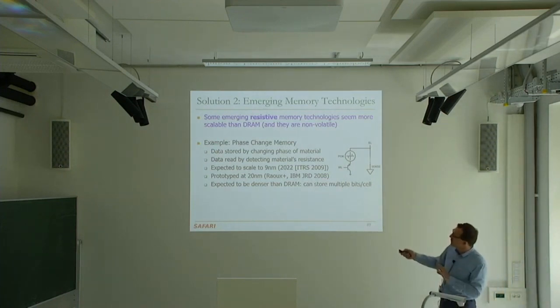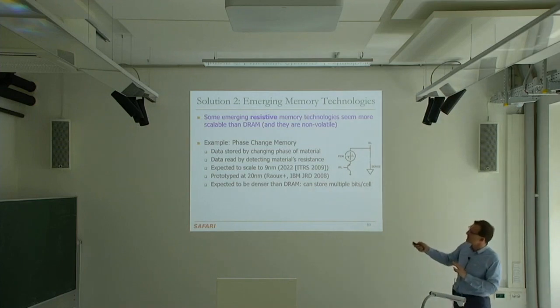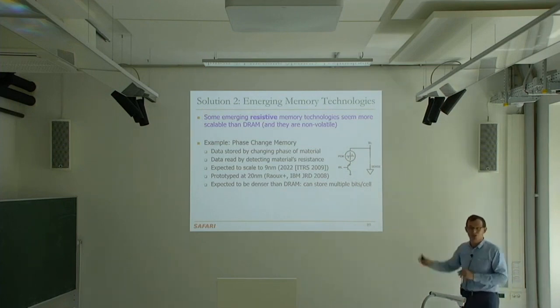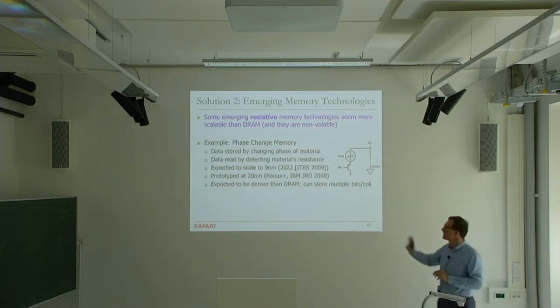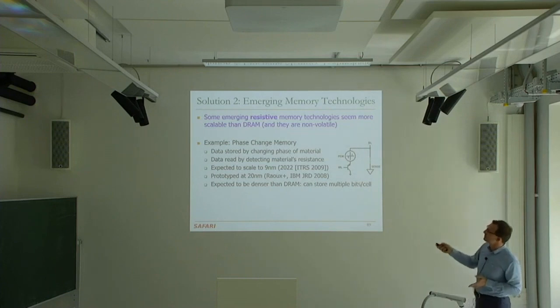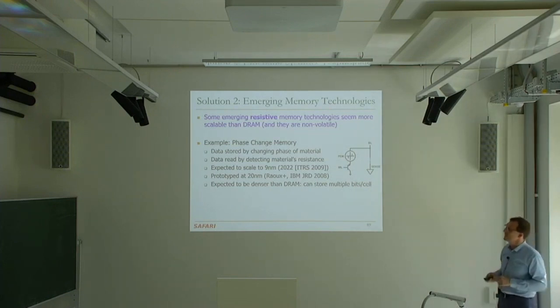And this is actually an old number. ITRS, when they were projecting that DRAM doesn't easily scale below 35 nanometers, was saying phase change memory is expected to scale to 9 nanometers because it's resistive again. Charge movement is not a big problem because you're not based on charge over here. And you can also store multiple bits per cell here, so it could be denser than DRAM.